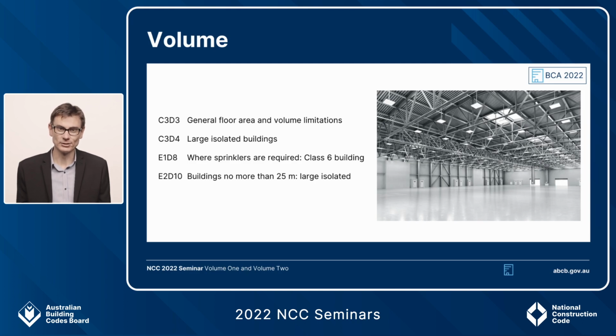This next change is a new defined term for volume, and that applies for BCA Volume 1. Since its first edition, the BCA has had a definition for floor area, but the BCA has never had a definition for volume. Now, the concept of volume is used a handful of times in BCA Volume 1. They're listed on this slide here. C3D3 for general floor area and volume limitations, C3D4, which uses the concept of volume to describe a large isolated building, E1D8 for some Class 6 buildings of a certain volume, sprinklers are required, and there's also smoke hazard provisions required in E2D10 for large isolated buildings. Again, that concept of volume is used to describe a building for which these smoke hazard management provisions apply.